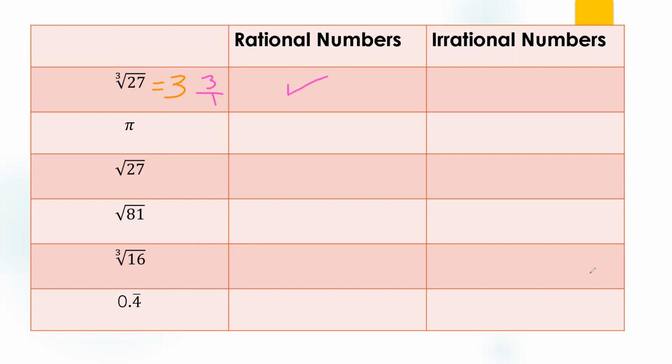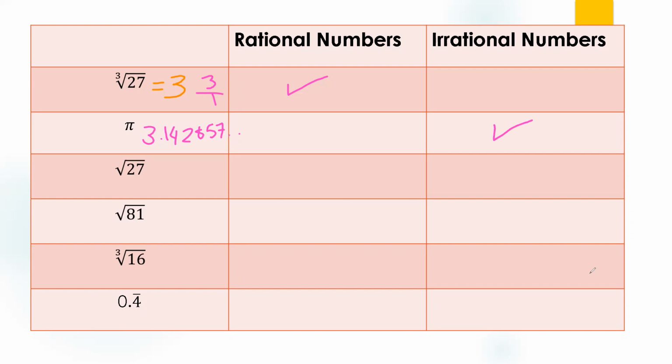Now look at pi. Pi is 3.14287 and so on. So, is it terminated? No. Is it repeated? No. Can it be written as a fraction? No. So it will be an irrational number.